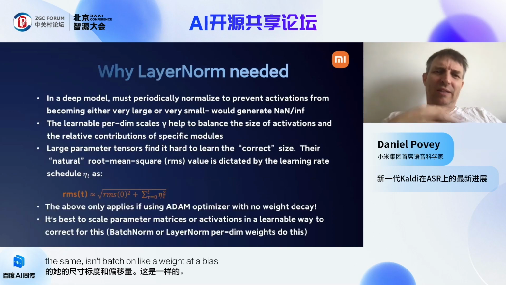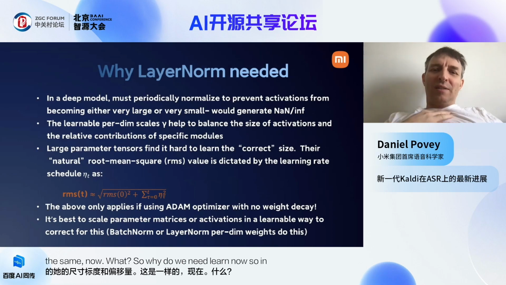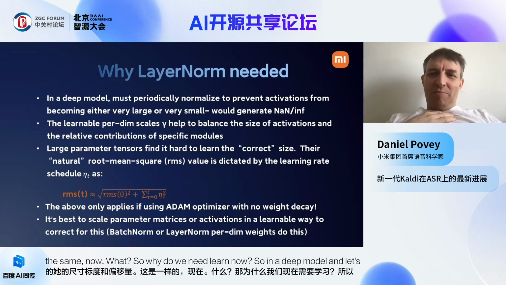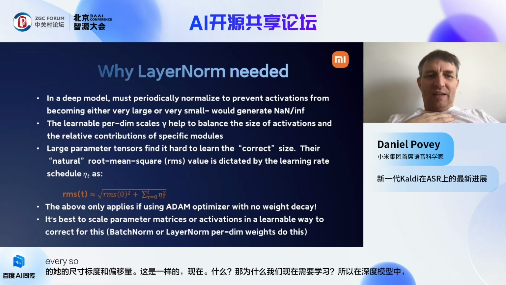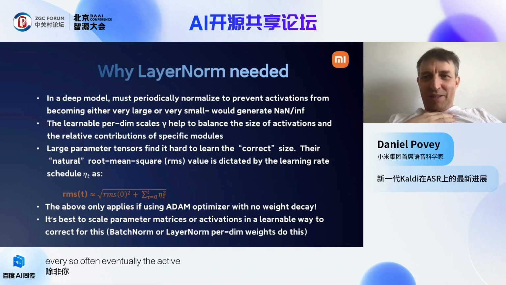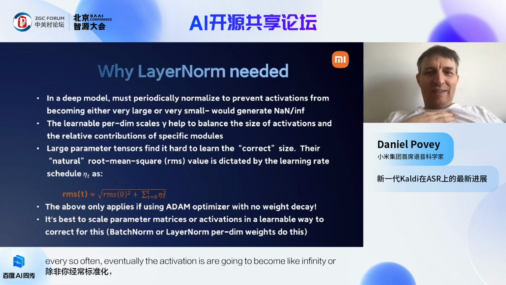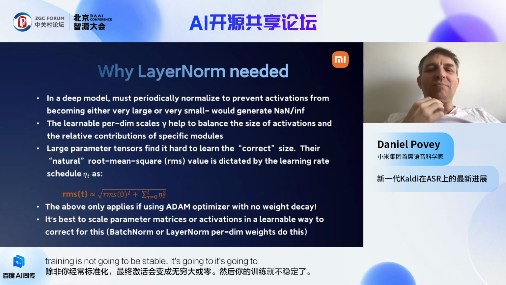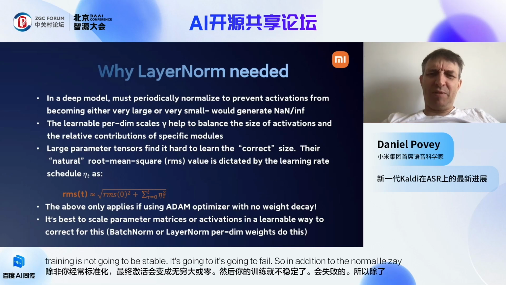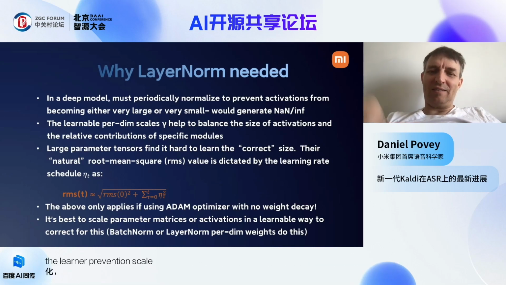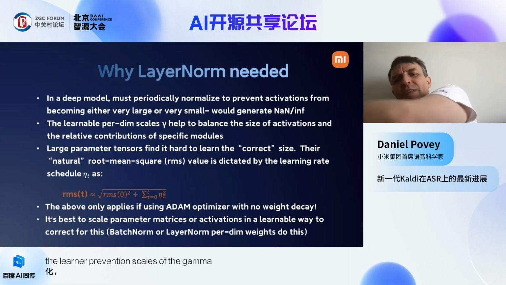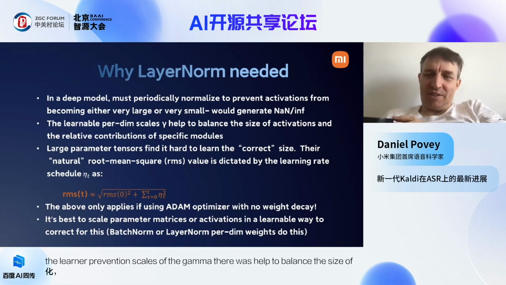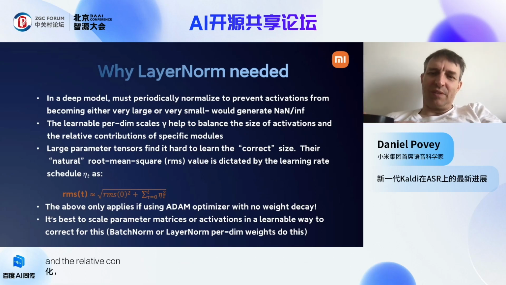Now, why do we need LayerNorm? In a deep model, unless you normalize every so often, eventually the activations are going to become like infinity or 0. And then your training is not going to be stable. It's going to fail. So in addition to the normalization, the learnable per dimension scales, the gamma, those help to balance the size of the activations and the relative contributions of the different modules.